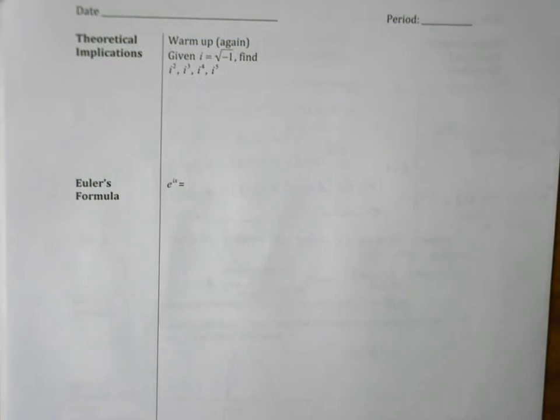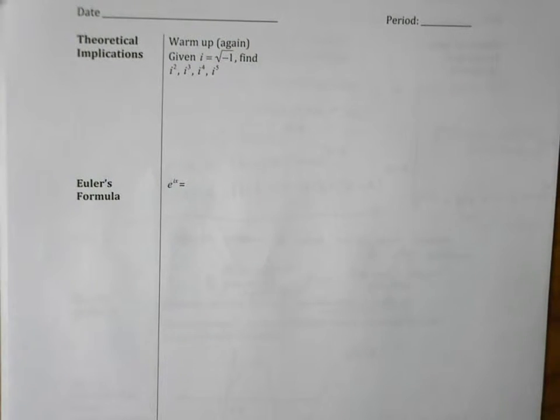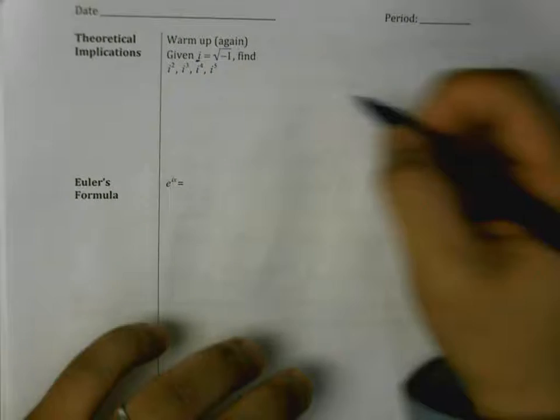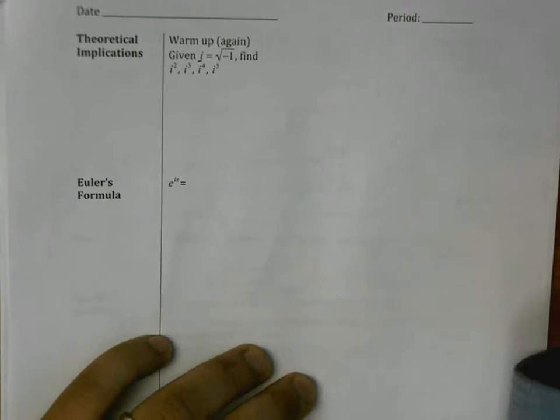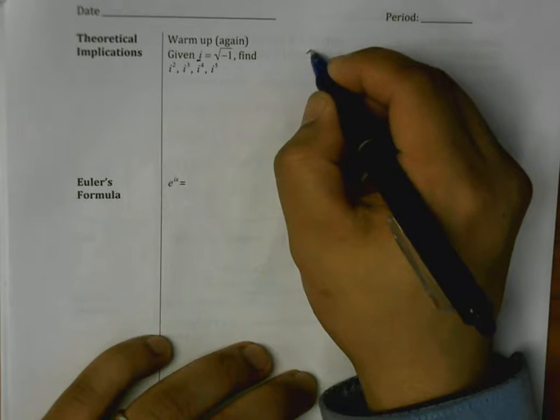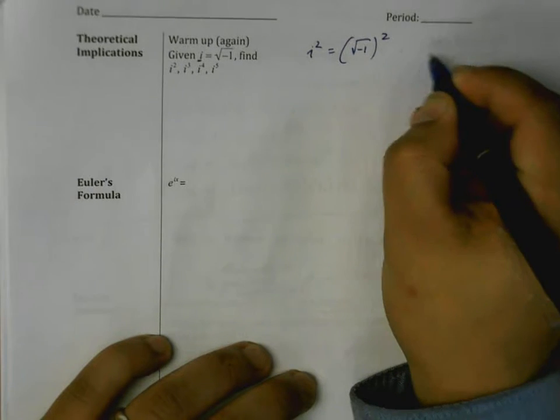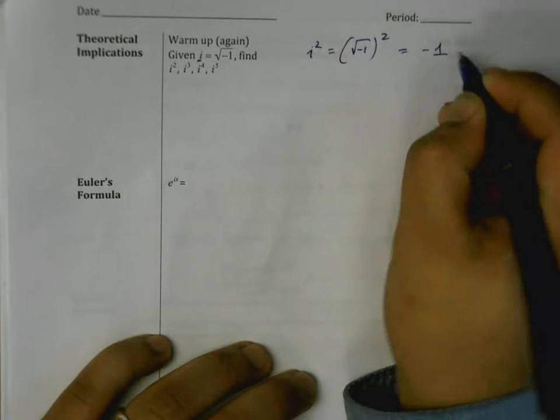Let's look at some theoretical implications of Taylor polynomials. And before we dive into that, let's look at a theoretical concept, i, which is defined as the square root of -1. So we want to find i squared. Well, i squared is just the square root of -1 squared, which is -1.